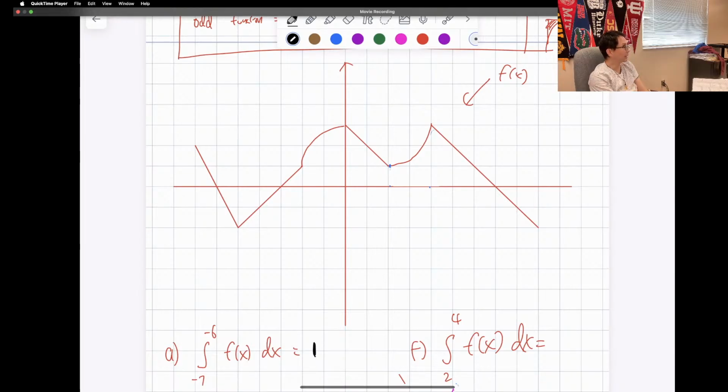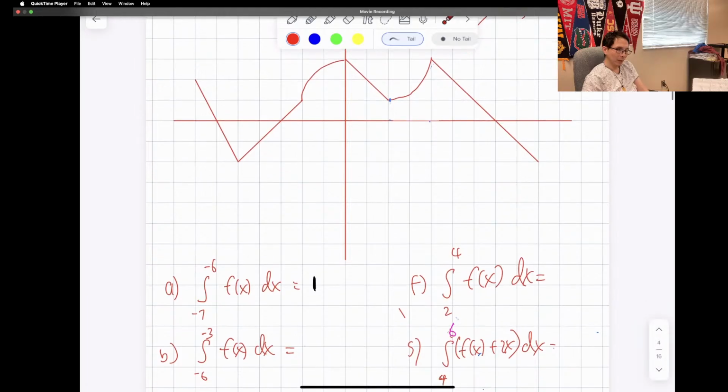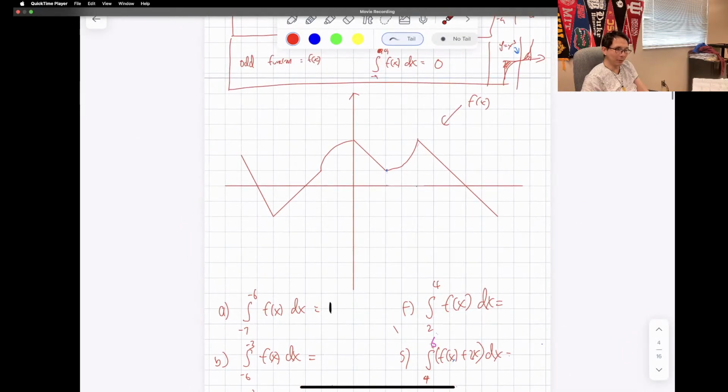So that's 1. Fairly easy, right? Liam, does that make sense? Because that's just this area right here, and it's a rectangle that is 2, then half of it. So it's 1. Okay, between -6 and -3, I'm going to ask. You can take a picture of it.